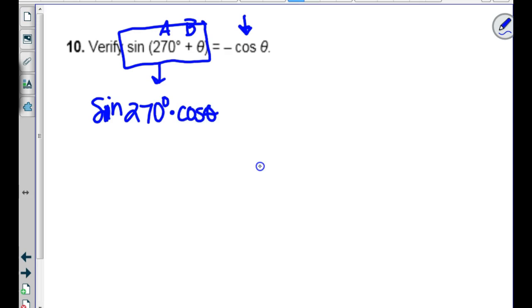Do you need a reference sheet? There you go, just use that today. Yep.